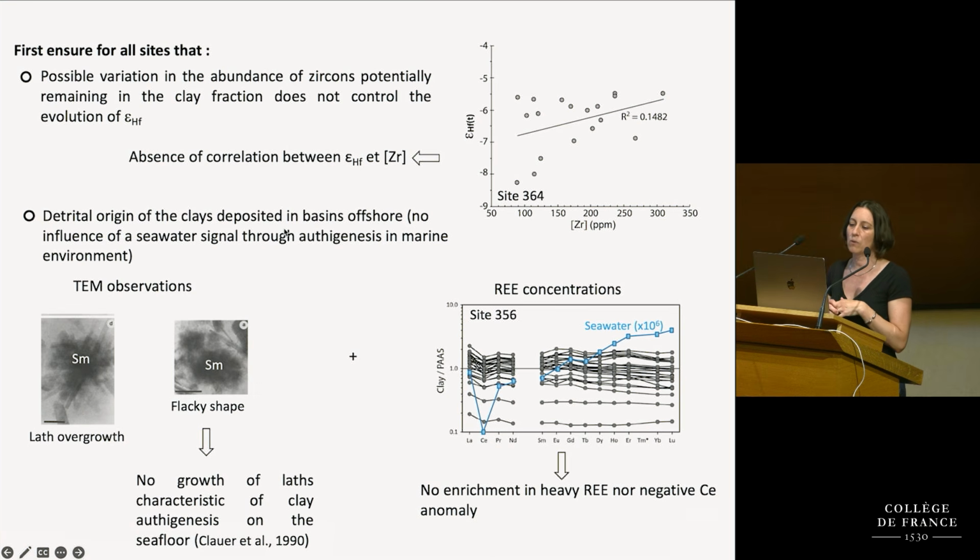An important part when working on clay is that we want to analyze only the clays that are of detrital origin, meaning that are formed on the continent, and not the oceanic clays that can also form in marine environments. This can be done by associating rare earth element concentrations, for instance, or also TEM observation that can give insights on the morphology of some clays, like here the smectite, and check that there is no significant clay authigenesis on the seafloor, and that we track what is happening on the continent with this clay fraction.